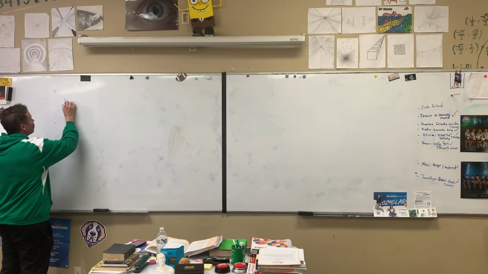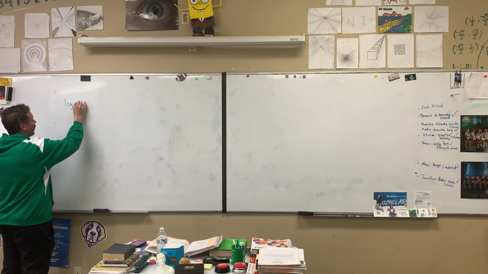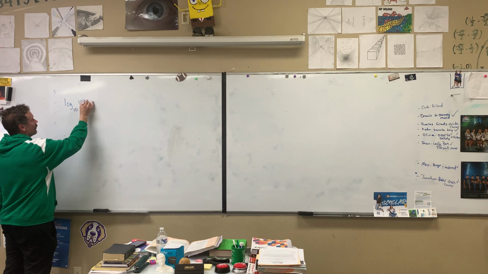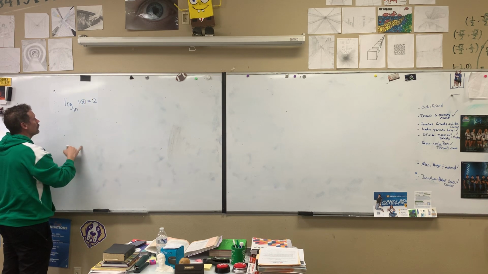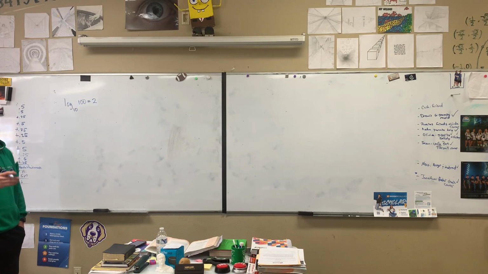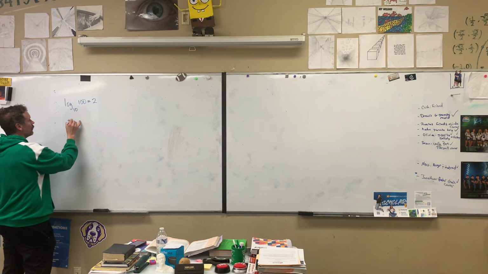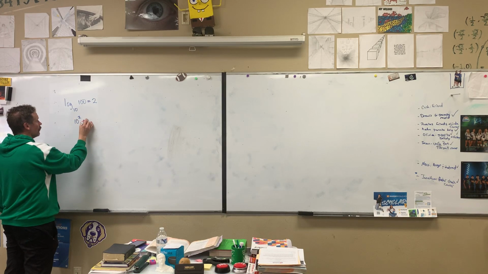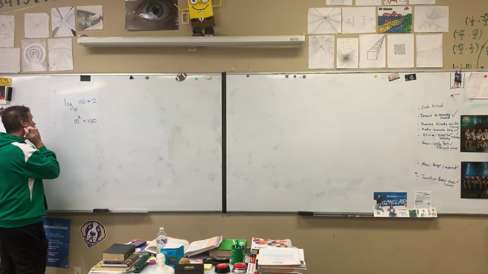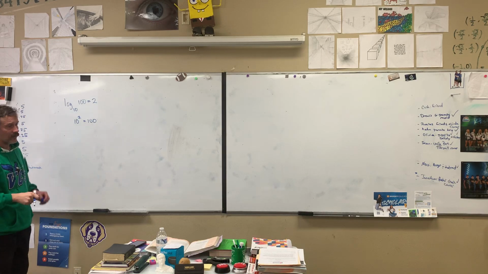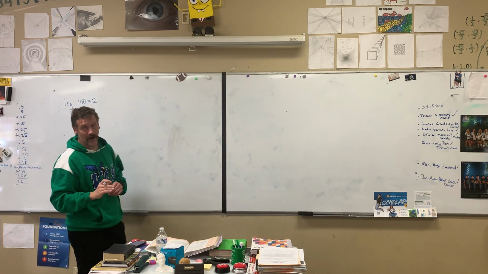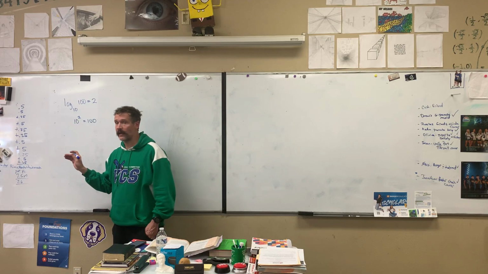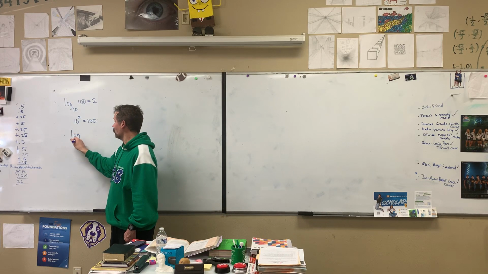So if you have log base 10 of 100, log base 10 of 100 is equal to 2. If we want to rewrite that in exponent form, it is going to be 10 squared equals 100. With this, we typically would never write log base 10. We actually just write it as log 100.